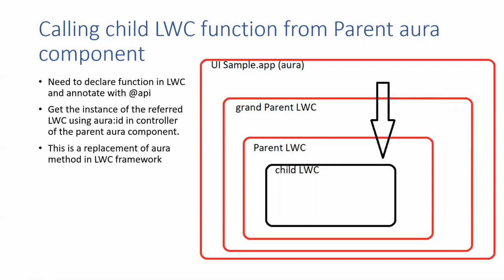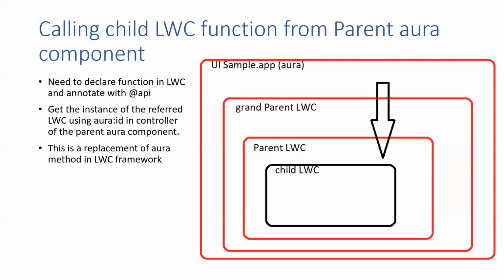In order to do this, we will have to declare a property in the grandparent LWC and annotate that particular property with an API annotation. Using the API annotation in LWC means that that particular method or property is a public property. So that method or variable can be used within the same LWC component and can be called from outside, basically from the containing parent Aura component or the parent LWC component.